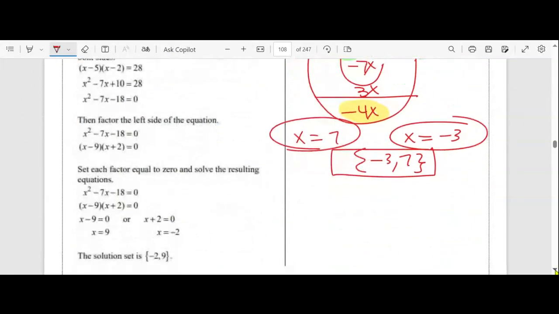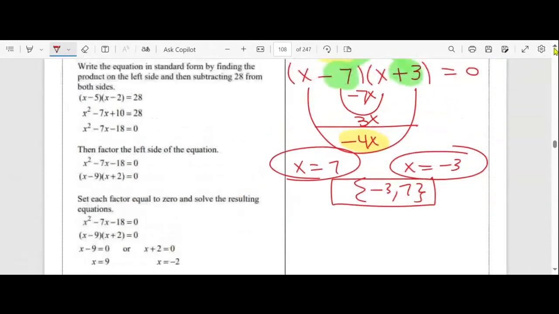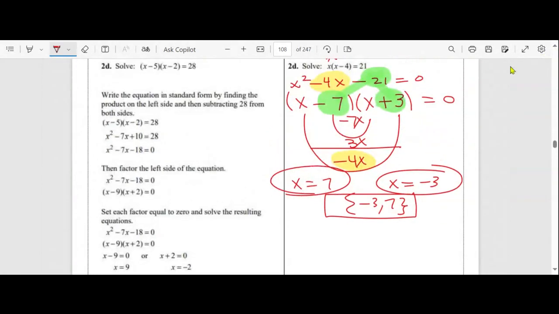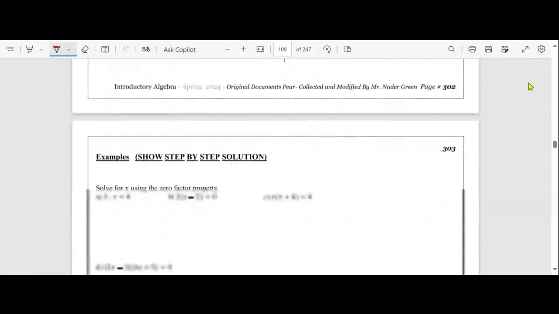Is this clear? Yes. Go. Clear? Yeah, let's move to the next one.